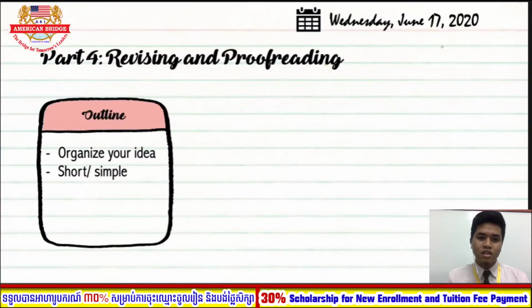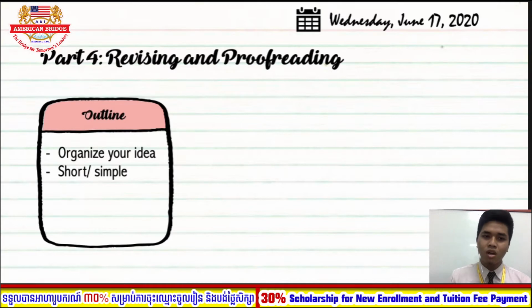Before we start the main part of our lesson, which is revising and proofreading, I would like to give you a quick review of what you need to do when you are writing a paragraph. Do you remember the three steps of writing a paragraph? The first one is to make an outline. What is an outline? An outline is a way to organize your ideas, your information, or your examples in a very organized way. Your outline should be short and simple. Mostly it's just bullet points, which are one word or a short sentence.